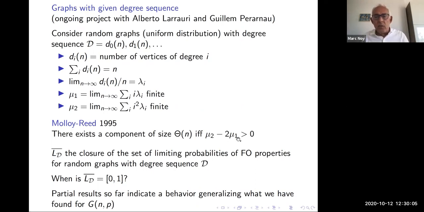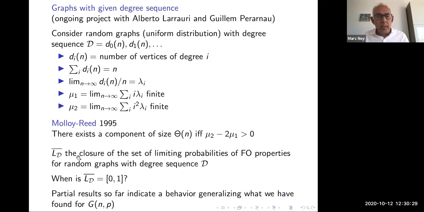Now there is a classical result, and this has been extended and refined, in particular by my colleague Guillem, that when there is a giant component in this model, well, these are sparse graphs, because you see, the expected degree is finite, so the number of edges with high probability is going to be linear at most. And then you take this combination, which is the second moment minus 2 times the first moment, and there is a giant component if this is larger than 0. And again, you can use a heuristic exploring a graph from a first vertex by a branching process, and then study when the process dies out with high probability.